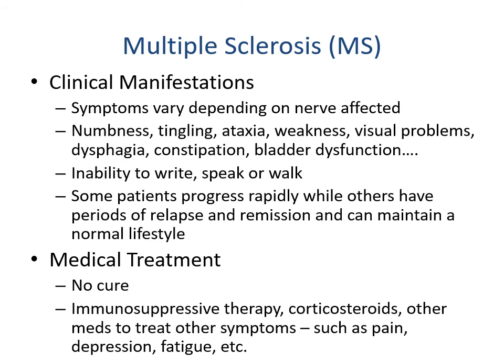What we don't know for sure is why it's happening, but some patients progress rapidly while others have periods of relapse and remission and can maintain a normal lifestyle for long periods of time. Unfortunately, there is no cure, and we do have immunosuppressive therapy with corticosteroids and other meds to treat the symptoms, including pain, depression, fatigue, etc. But we're not really having a treatment that treats the demyelination. We're actually just treating the secondary symptoms. As of current, we don't have a treatment for the demyelination itself.